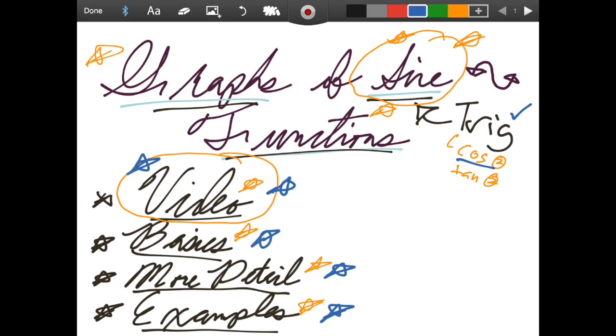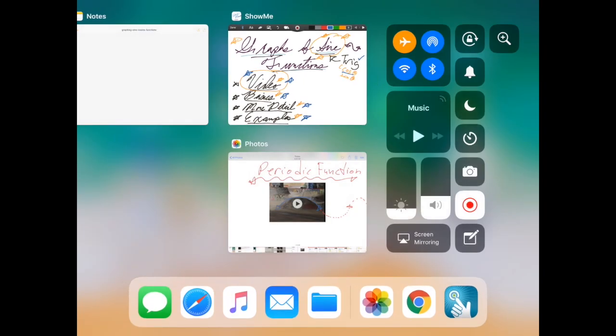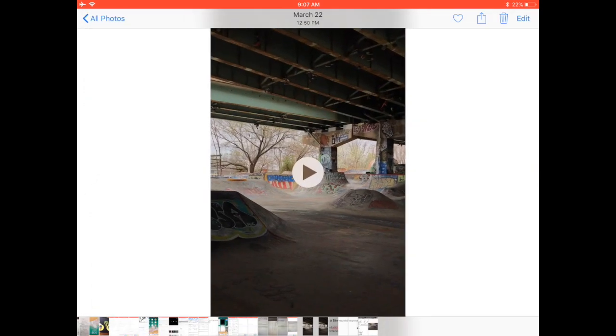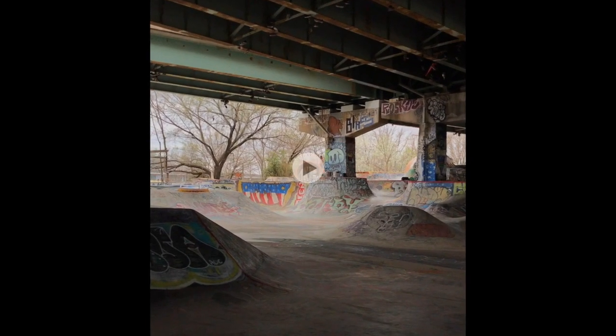These examples are always kind of a stretch whenever a math teacher gives them to you, but I thought this one was kind of cool. So let's take a look at this one. This is going to be the FDR skate park, which is under I-95 in South Philadelphia. Let's take a quick look.